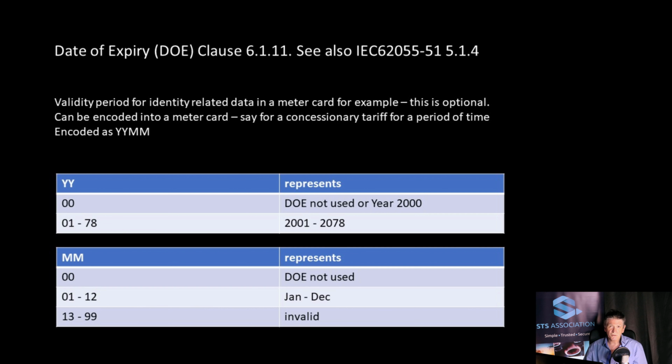And it's encoded as year, month, where year of 00 means it's disabled, or this is the year 2000. That's past, which means from now on 00 will mean it's disabled. And 01 to 78 means 2001 to 2078. The month, again, if it's 00, it means the date is not used. Or 1 to 12 is January to December, and 13 to 99 is invalid.